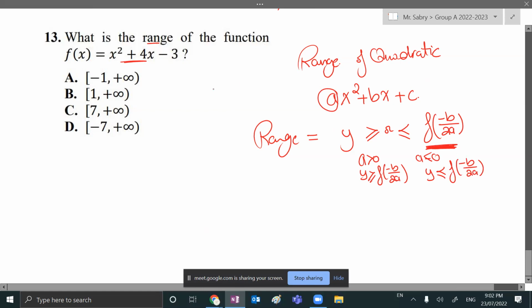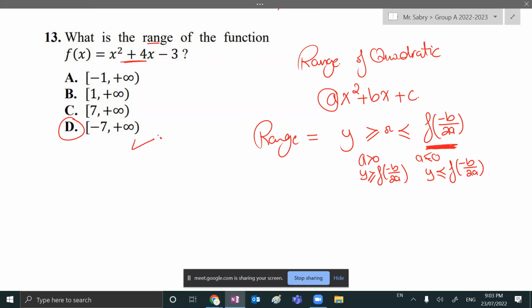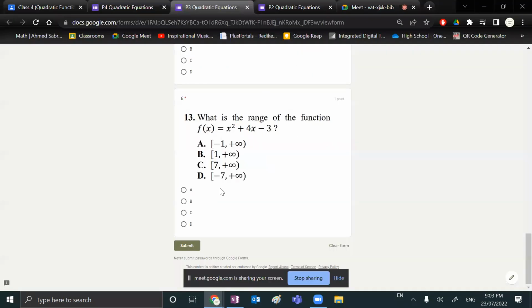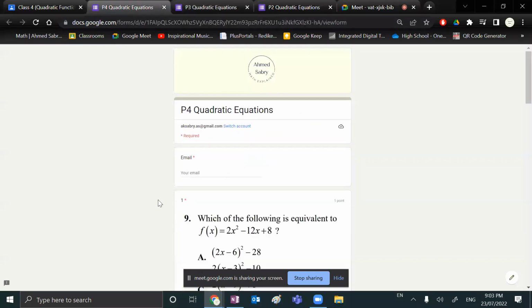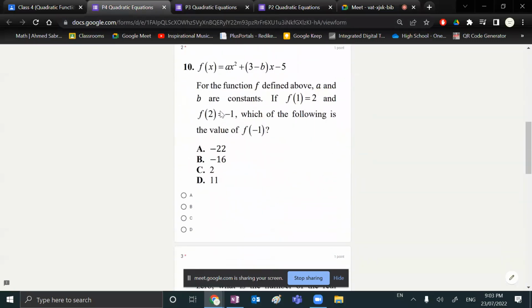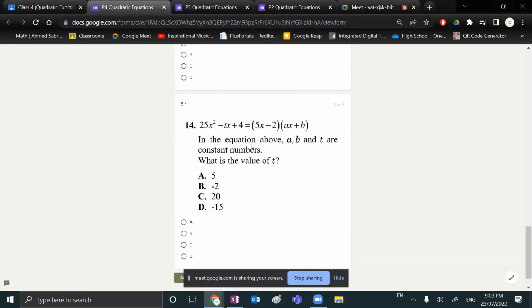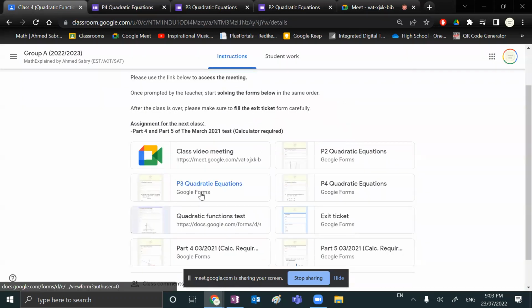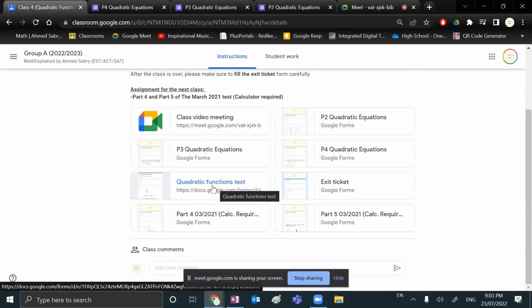We solved this one last time, and I think the answer came out as D. Once you do the negative b over 2a and then you substitute, you'll get the y coordinate and you'll say that y must be bigger than or equal to negative 7. Good. So I'll wait for part 4 for now, because the important ideas, even in part 4, along with the others, have been solved before. Except for one question I'll solve with you. But it's important for me now today to practice this one, the quadratic functions test.